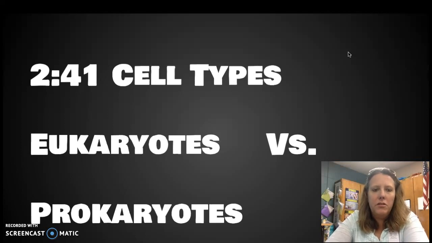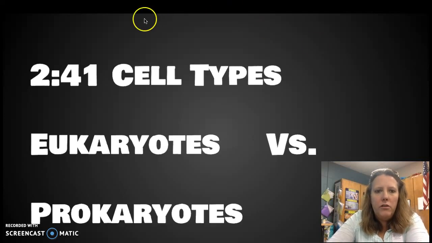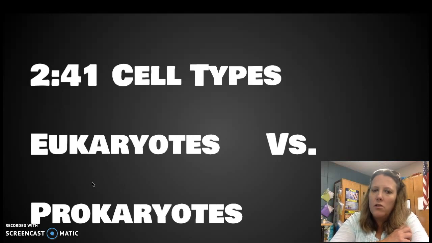The two types of cells we're going to talk about are eukaryotes and prokaryotes. Eukaryotes is pronounced like you over there carry the oats to make oatmeal. You carry oats. And prokaryotes is like, oh no, we need professionals to carry the oats for the oatmeal. So eukaryotes, prokaryotes.